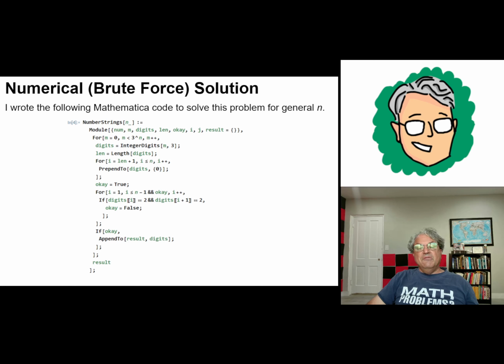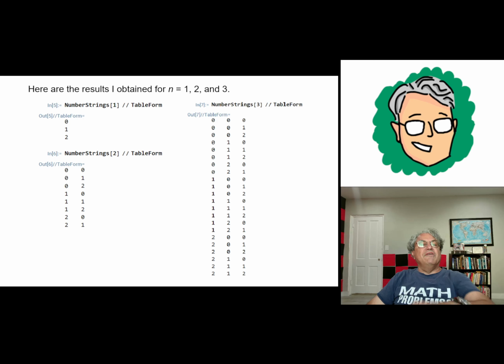So that's the code, and it did work. I tried it, and here are the results I obtained for n equals 1, 2, and 3. For n equals 1, it's what you expect: you get 0, 1, and 2. You don't have to worry about consecutive 2's because these are just strings of length 1. For n equals 2, now you have 2 digits, and I wrote these digits spaced pretty far apart. I'm writing them out as lists in Mathematica, not as numbers.